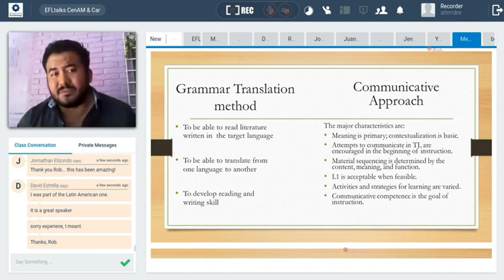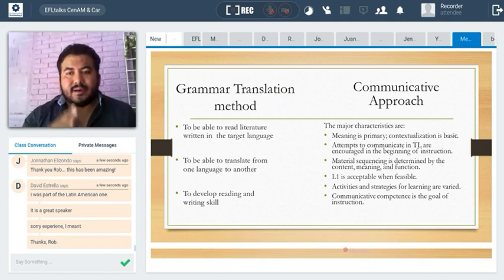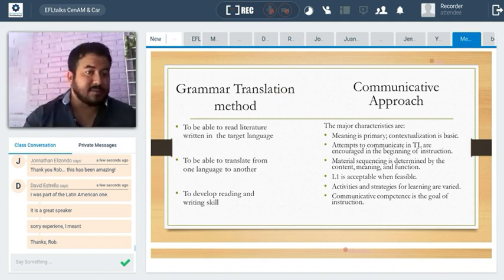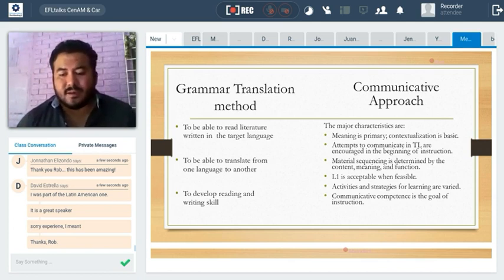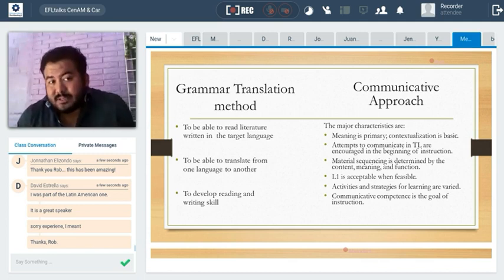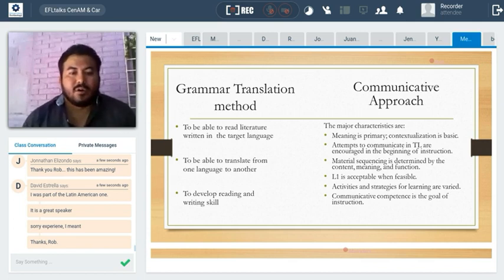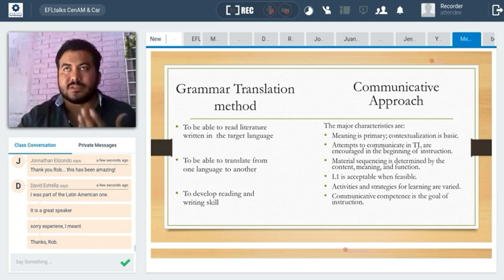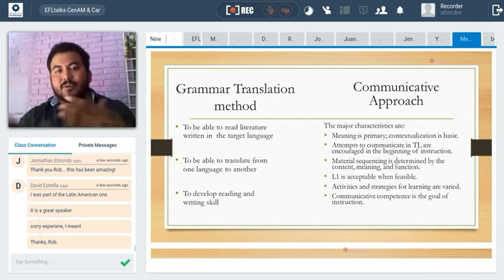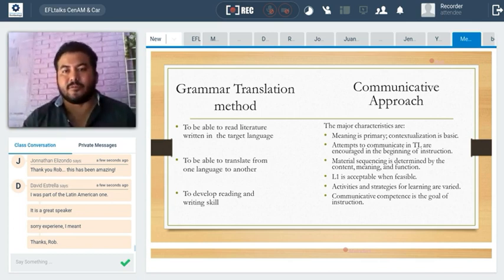Speaking of methods, we have the grammar translation method, which was one of the first ones. The main focus was to have students be able to read literature written in the target language, in this case English, or to translate from one language to another. It was mainly on the reading and writing skills, so there was no speaking at all, unlike in the audiolingual method. So far we have mentioned two methods. The audiolingual, which was about repeating as the teacher pronounced words, and the grammar translation, which was for the practical purpose of translating.